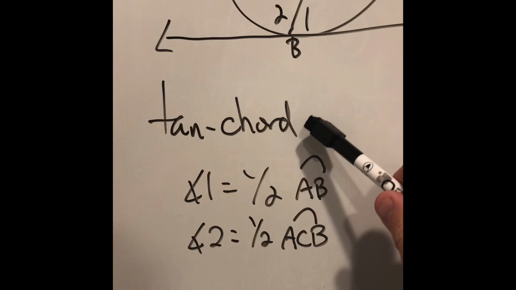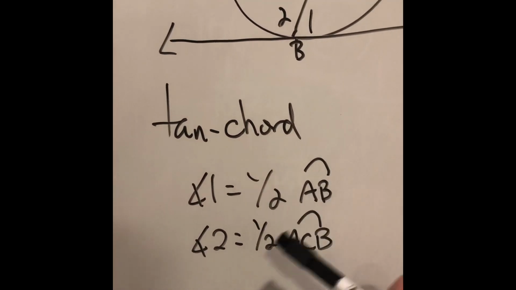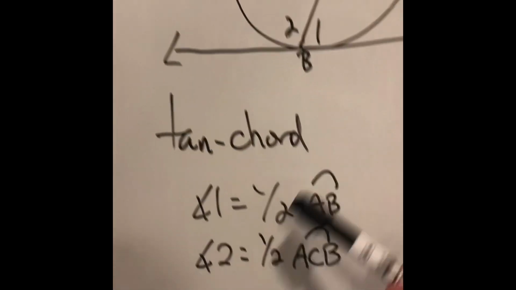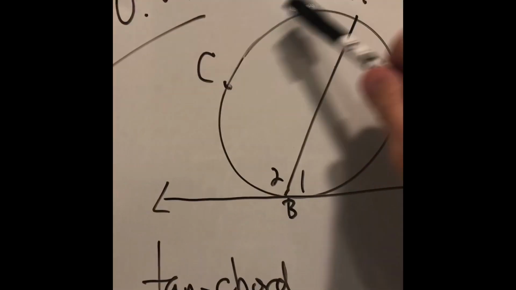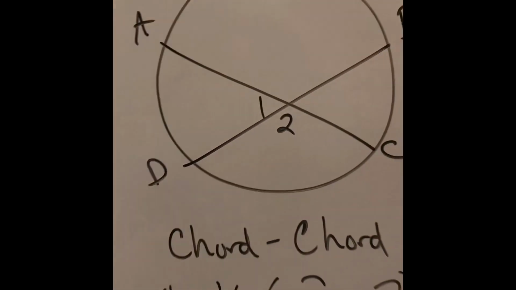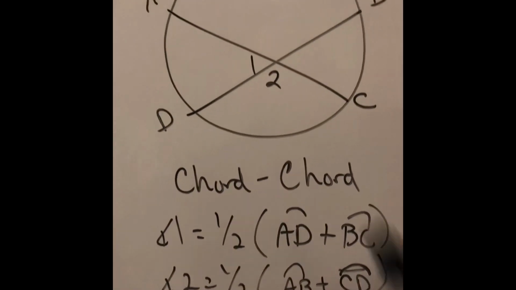So the way that you find the measure: angle 1 is half the measure of arc AB. Angle 2 is half the measure of arc ACB. Okay? The next one you're dealing with is called the chord-chord angle. It's made up of 2 chords.